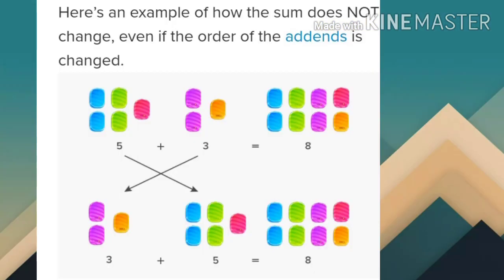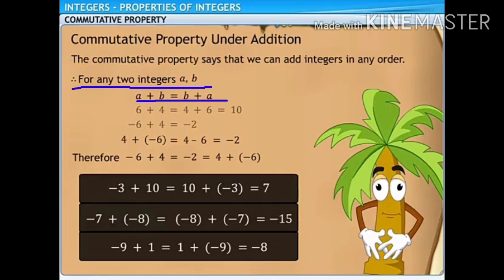The order in which we add two integers does not matter. That is, for example, 5 plus 3 is the same as 3 plus 5. Therefore, for any two integers a and b, a plus b is equal to b plus a. That is, minus 6 plus 4 is equal to minus 2, the same as 4 plus minus 6, which is minus 2. Therefore, minus 6 plus 4 equals minus 2 equals 4 plus minus 6.